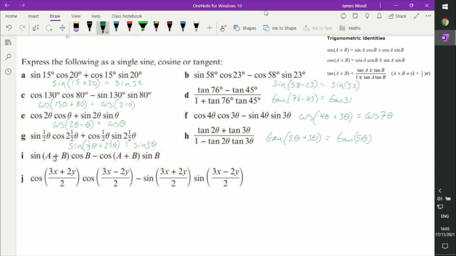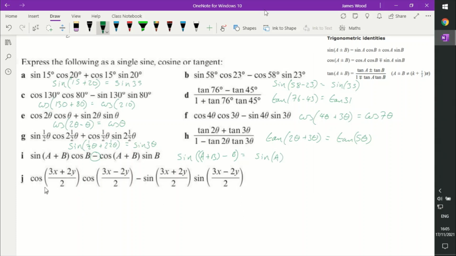Okay, question I. Sine(A plus B) times cos theta. So we've got sine cos minus cos sine. So that is the first one, the sine subtraction formula. So this is going to be sine. Now it's got a subtract symbol in the middle, so it's going to be A minus B. In this case, A is A plus B. And then it's going to be subtract, I'm just going to put an extra bracket around this, (A plus B), subtract B. So this is actually the same as sine of just A.